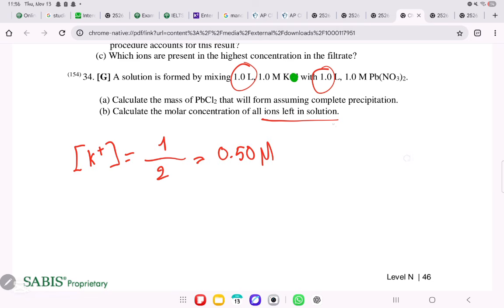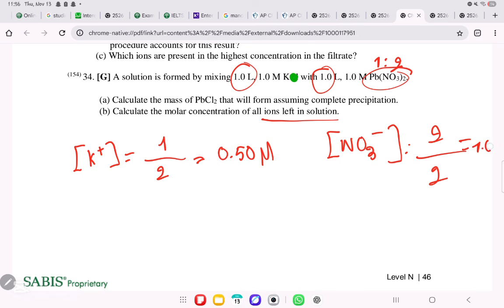For NO3 minus, it's in a 1-to-2 ratio. That means it's going to be 2 because the number of moles of PbNO3 was 1. So it's going to be 2 times 1, which is 2, over the total volume, which is 2. So it will give me what? It will give me 1.0 molarity. For Cl minus, it's 0 because it's completely used up, okay?